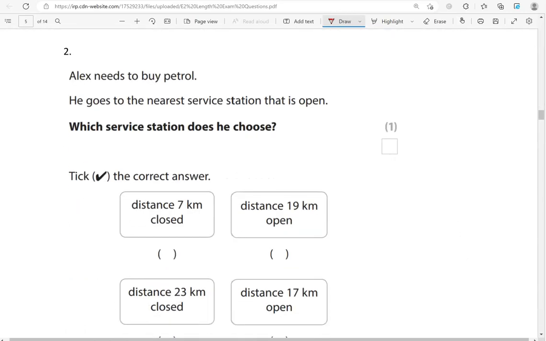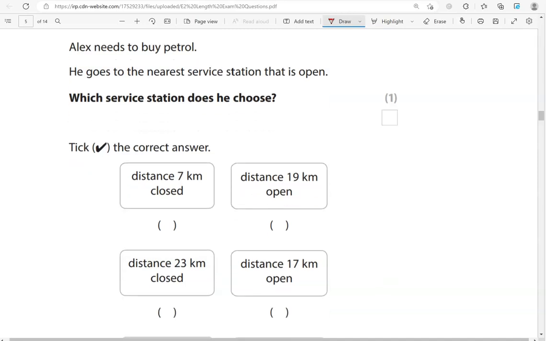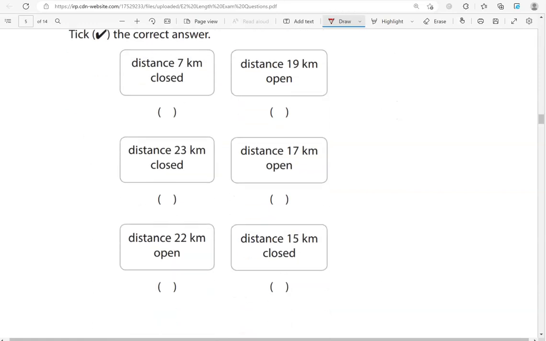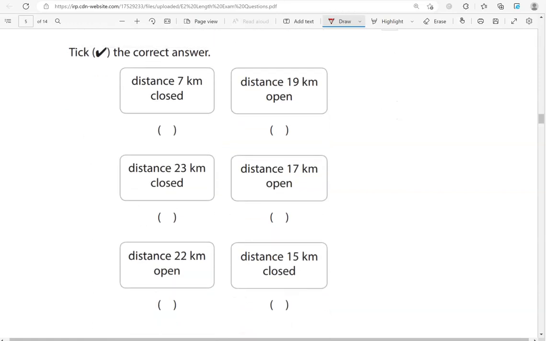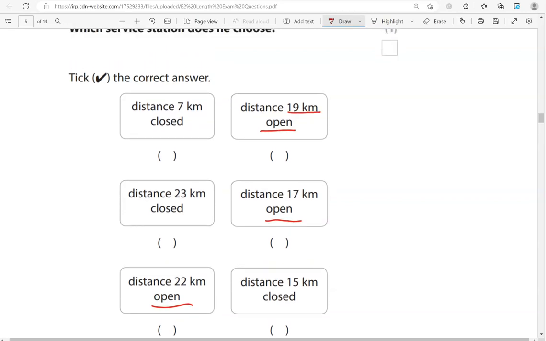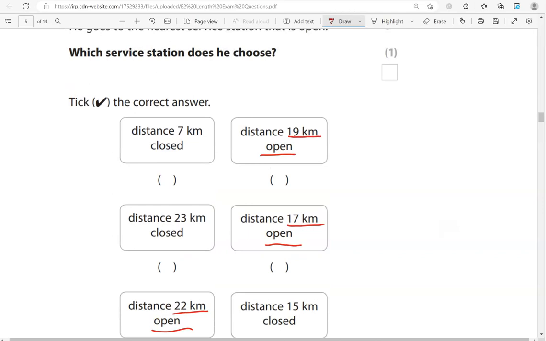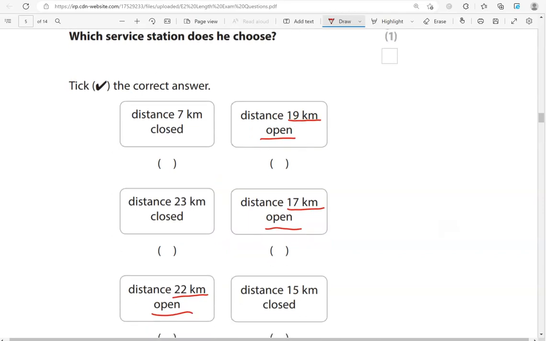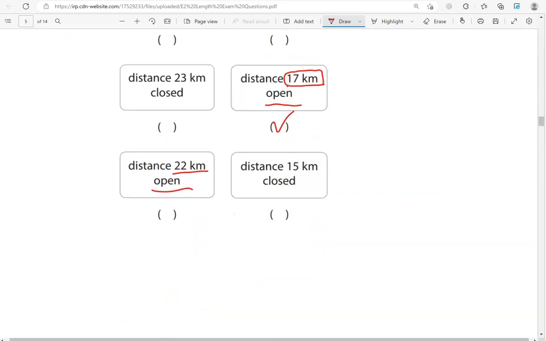Alex needs to buy petrol. He goes to the nearest service station that is open. Which service station does he choose? Tick the correct answer. So, open, we've got this one, and this one. The other three are closed, so we're focusing on the open ones only. So we've got 19 kilometers, 17 kilometers, and 22. Which one of them is the lowest? 17 is the lowest out of 17, 19, and 22. So this is the correct answer.